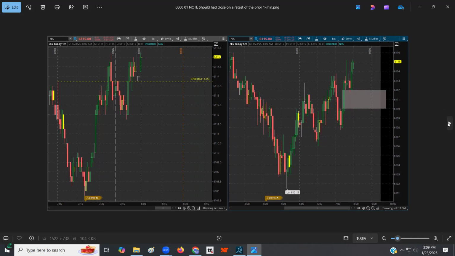8 o'clock a.m., 0800. Top of the hour. Testing this price area. See on the left, the 1 minute, and see on the right, the 5 minute. That bearish pin bar, that big green bearish pin bar is where I originally wanted to close it. Shame on me, I didn't close it.